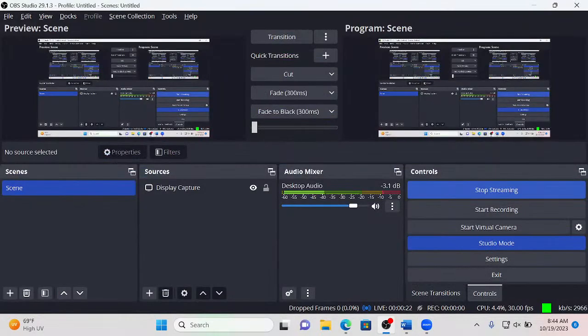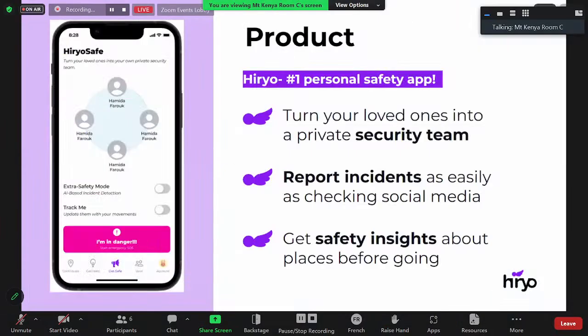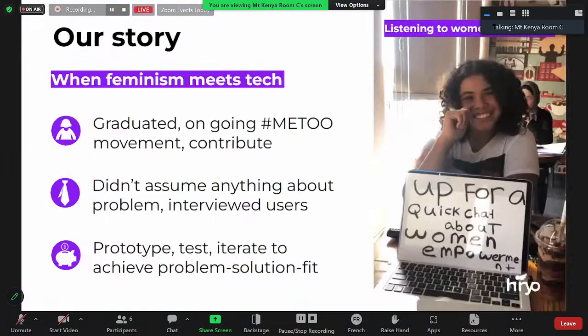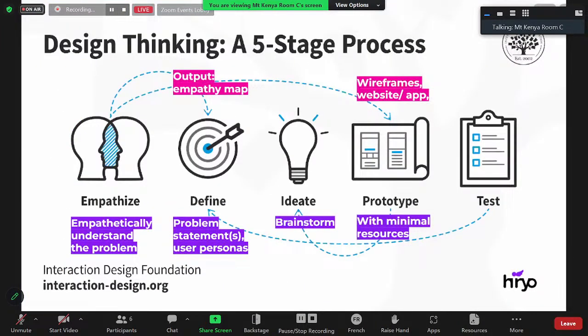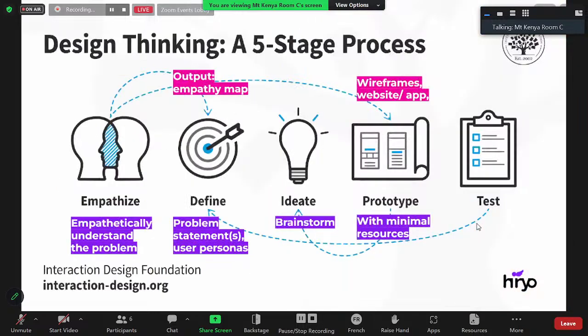Uh, can someone move the slides, please? Okay. No, just next, not previous, please. Yeah, we're good. So this is the design thinking cycle. Sorry, can we have one back?